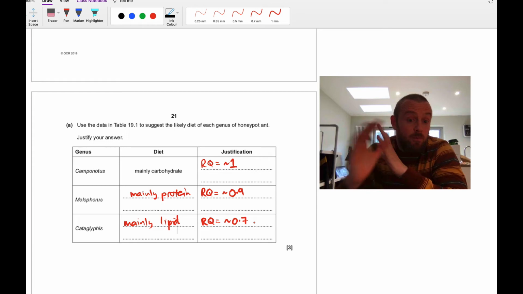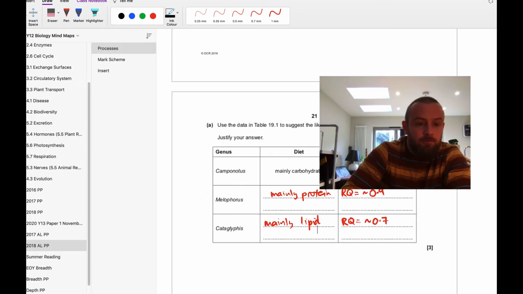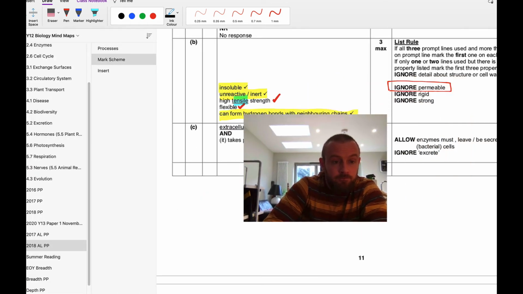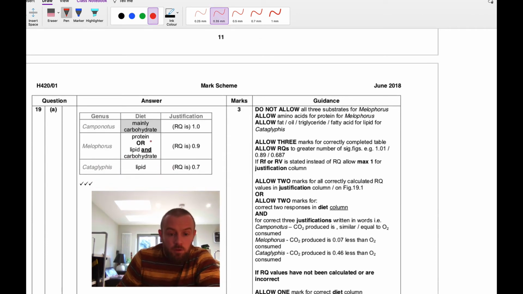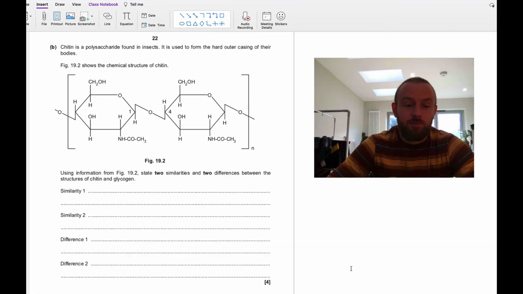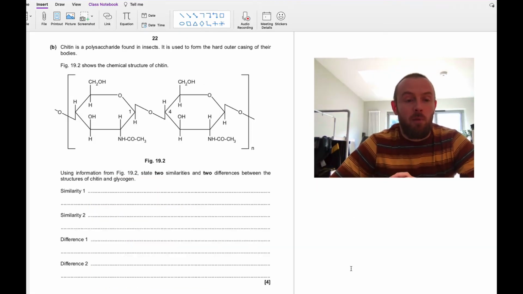Okay, so those are the answers. Let's just double check the mark scheme. Here we go. So protein and 0.9, and lipid and 0.7. There we go, 3 marks for the correctly completed table. Okay, moving on to part B.